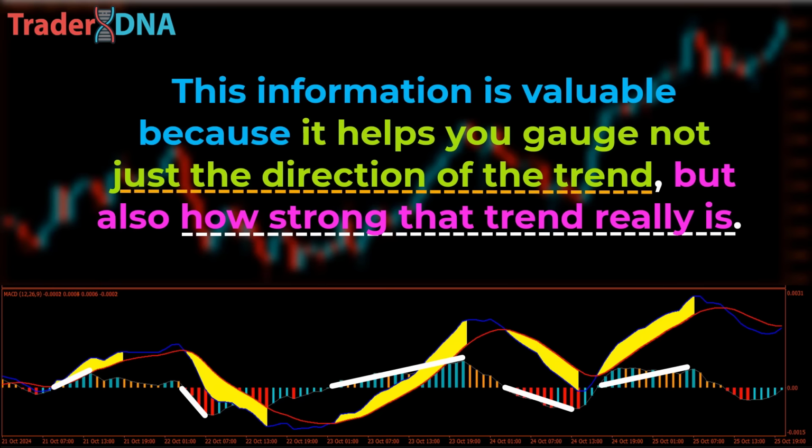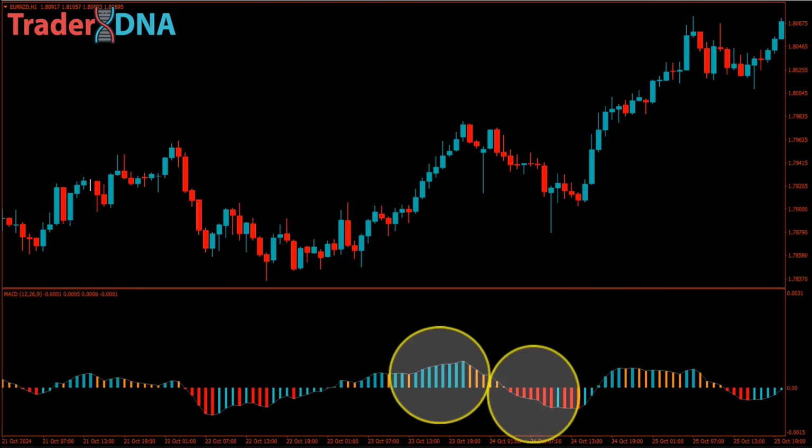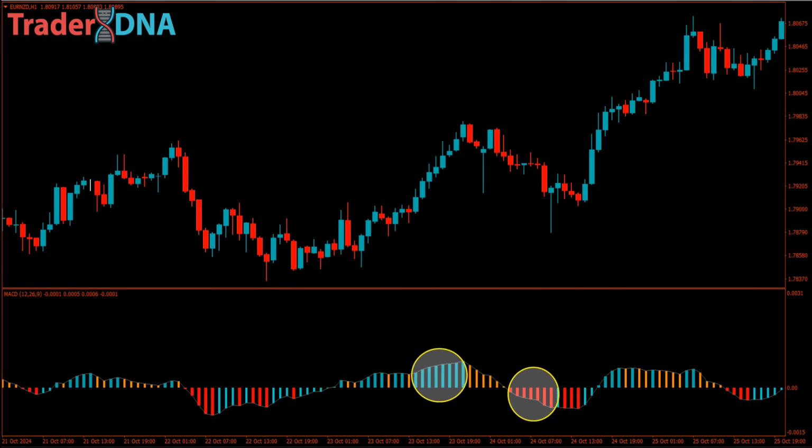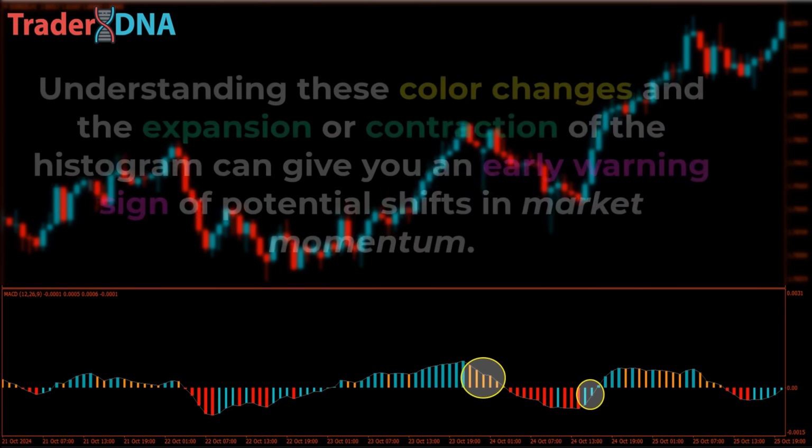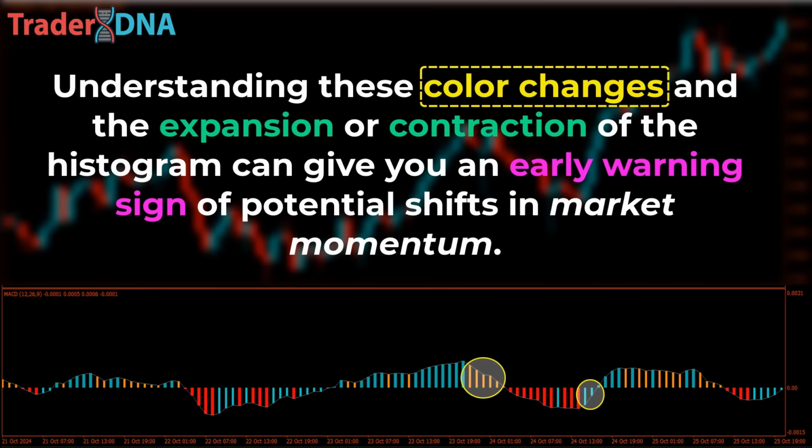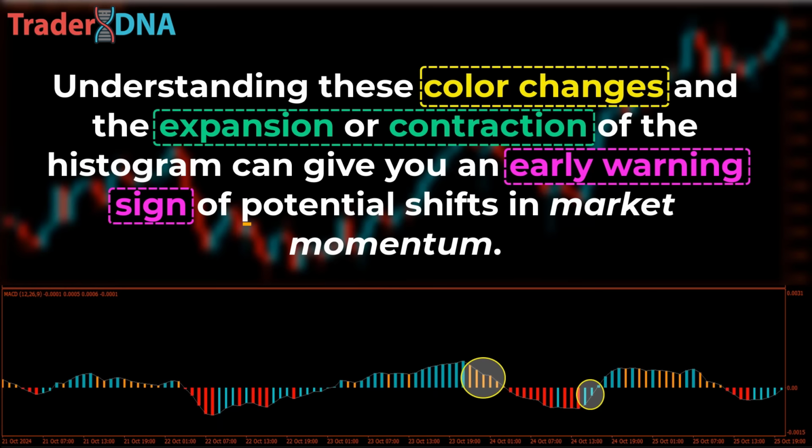You'll notice that the bars are darker when the trend is strengthening, but as momentum starts to weaken, the bars shift to lighter colors. This subtle visual cue can be incredibly helpful in spotting when a trend might be losing steam before a full reversal takes place. Understanding these color changes and the expansion or contraction of the histogram can give you an early warning sign of potential shifts in market momentum.